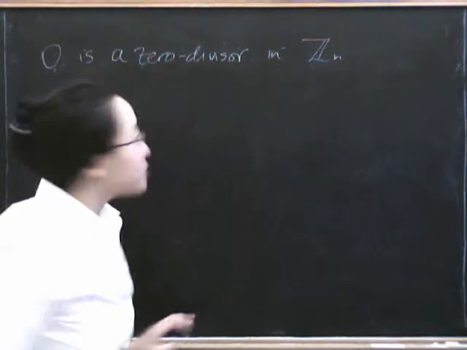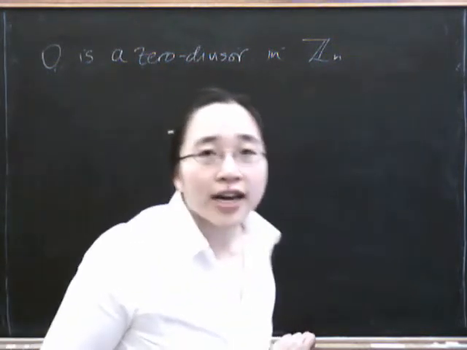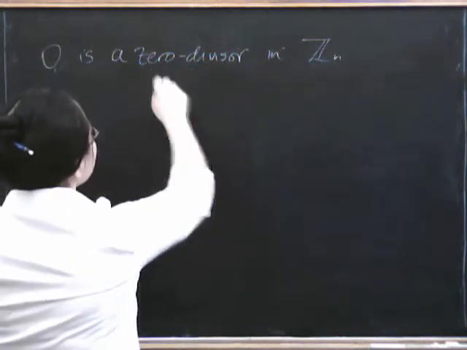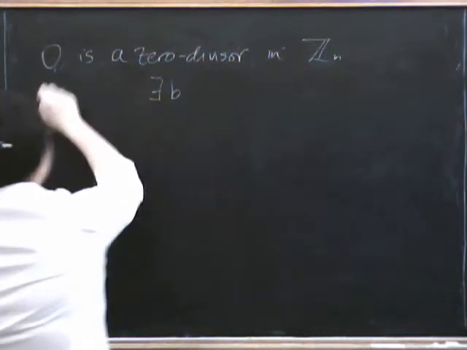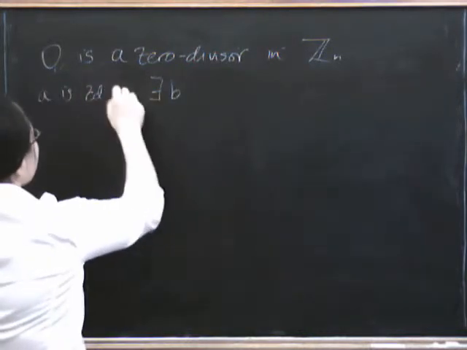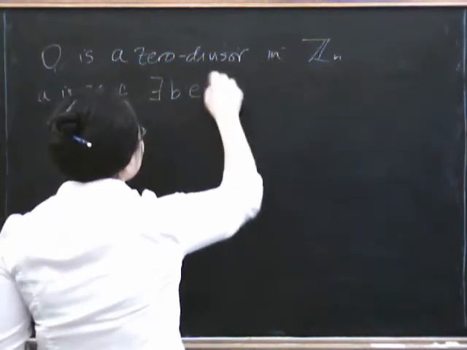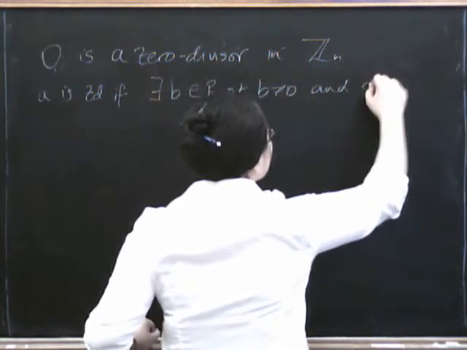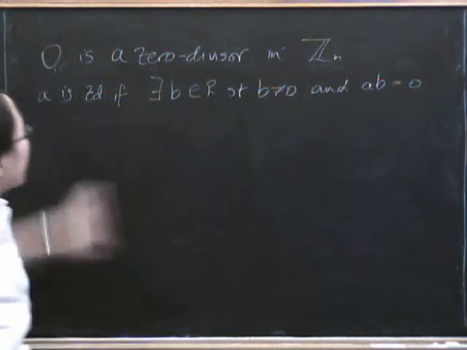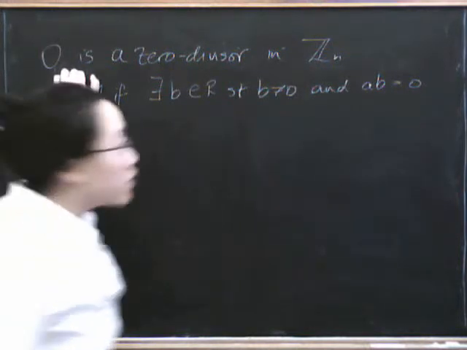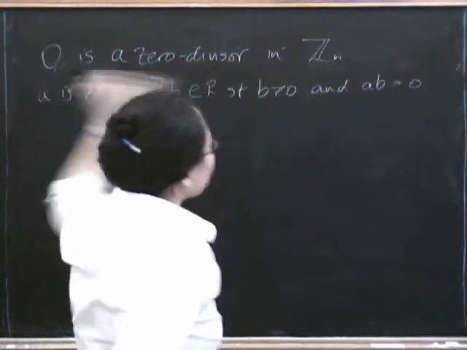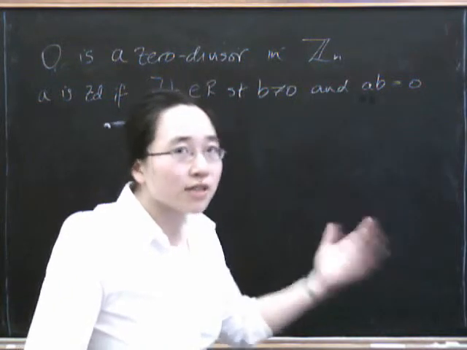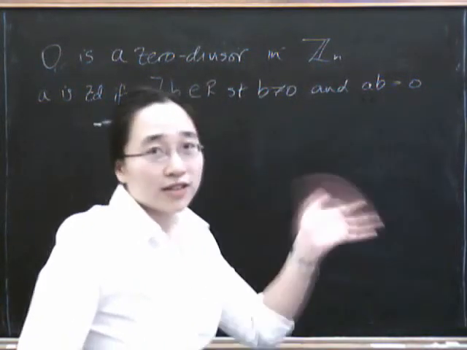0 is a zero divisor in the integers mod n. 0 is always a zero divisor unless you're in the 0 ring where there is only 0. Because what does it mean to be a zero divisor? It means that A is a zero divisor if there exists some B in the ring such that B is non-zero and AB is equal to 0. So for 0 itself, you can always find a non-zero B such that AB equals 0, because AB is always 0. You can always find a non-zero B as long as there is some non-zero B in the ring, and if the only thing in the ring is 0, then you're not going to be able to find it.